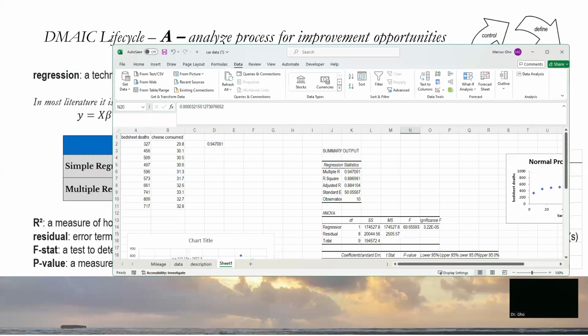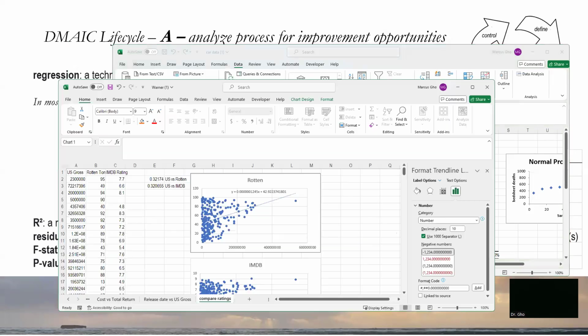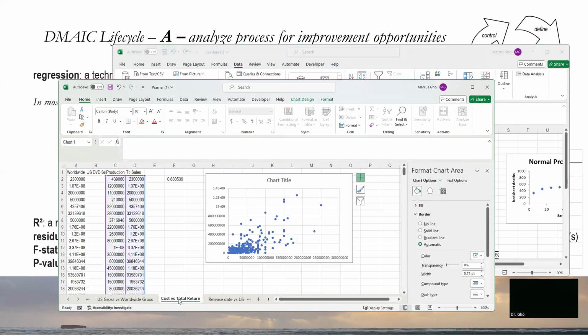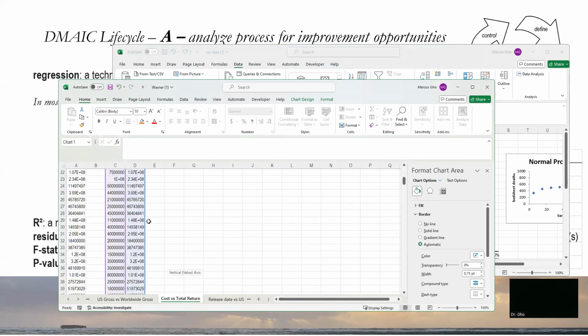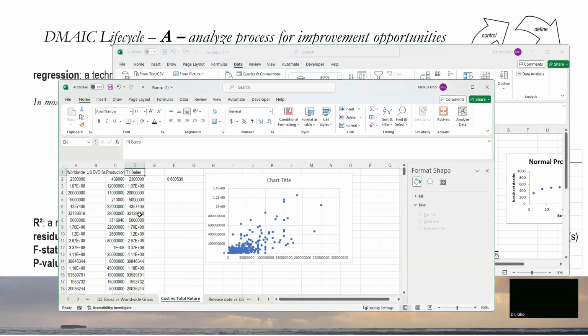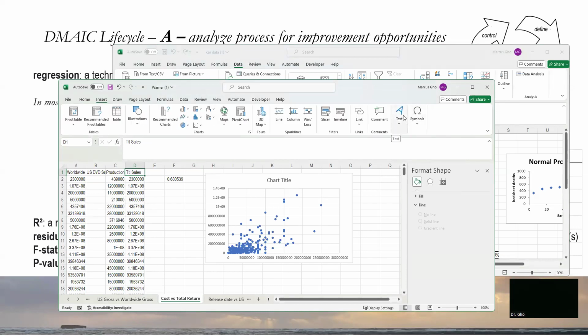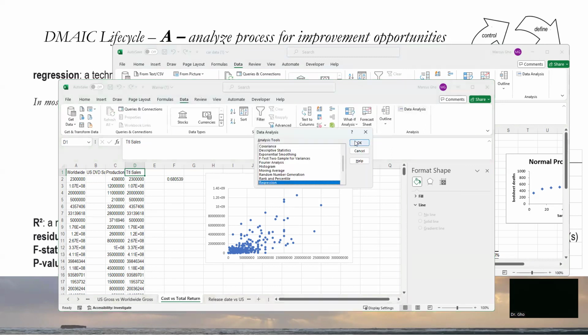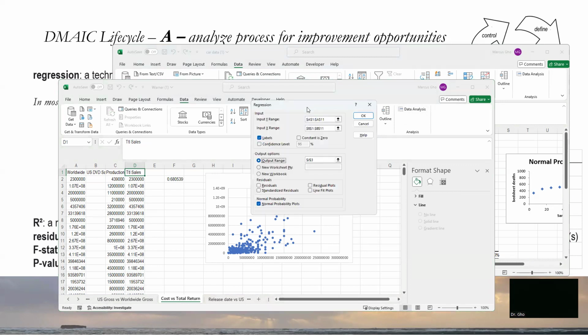We could do the same thing with these other data. When we run the data, run a regression, I'll just do one: the budget versus total sales. One thing you want to make sure of is that you have all these data points. If you have any blanks on there, you want to clean that up before. So insert, let's see, data analysis, regression.